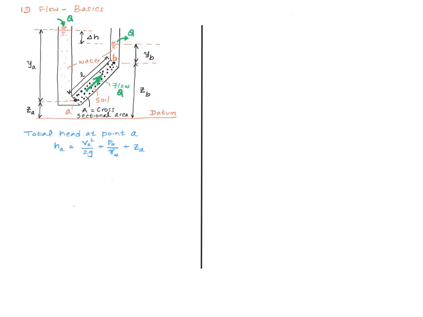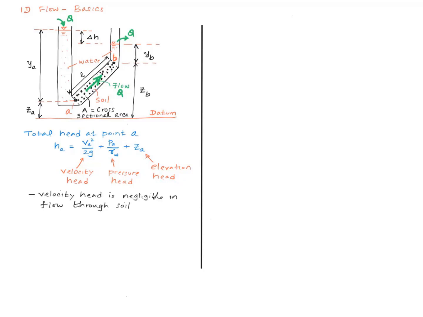Now let me define the total head at point A, H sub A. You might recognize this equation from your fluid mechanics class. And sometimes this is called specific energy, but we'll call this total head. And here VA is the velocity of water flow at point A, PA is the pressure at point A, and ZA, of course, is the elevation of point A with respect to this datum. So there are three terms in here. The first term is called the velocity head, the second term is called the pressure head, and then the third term is called the elevation head.